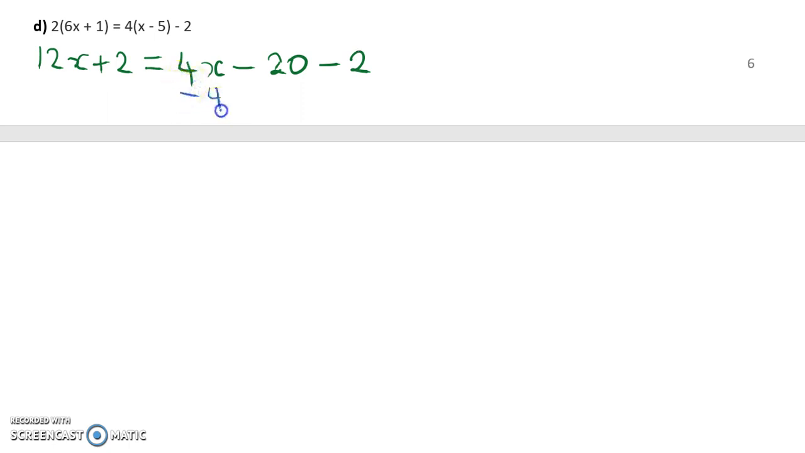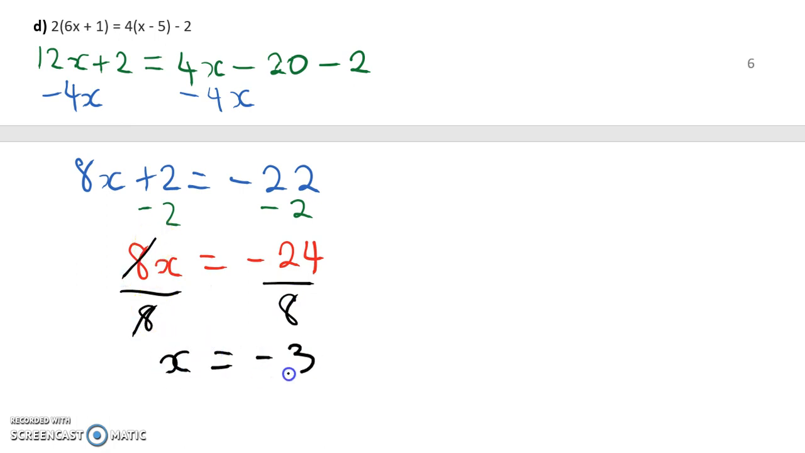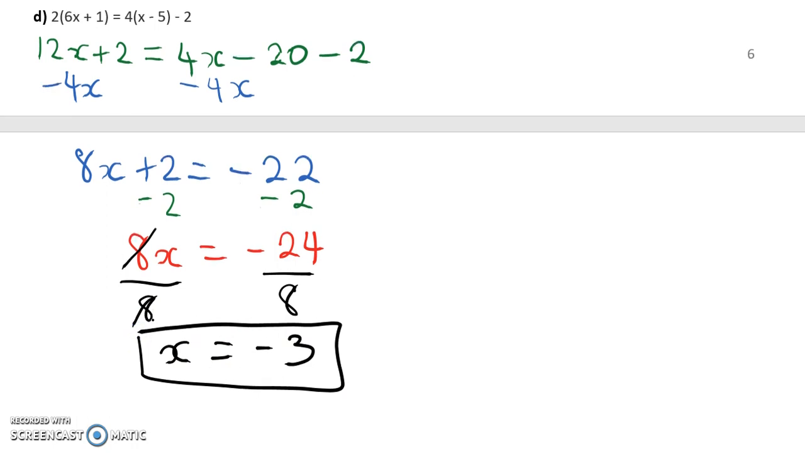Then I'm going to bring this 4x onto the left-hand side. So 12x minus 4x is 8x. I've still got the +2 there. On the right, the 4x take away itself is 0, and I've got -20 take away 2, so that becomes -22. I then want to subtract 2 from both sides, so I'm going to get 8x is equal to -24. I want to isolate the x, so I'm going to divide both sides by 8, and I'm going to get x is equal to -3. Again, I'm going to check that answer in my exam if I have time. Okay, and you can just plug it into your calculator now and check.